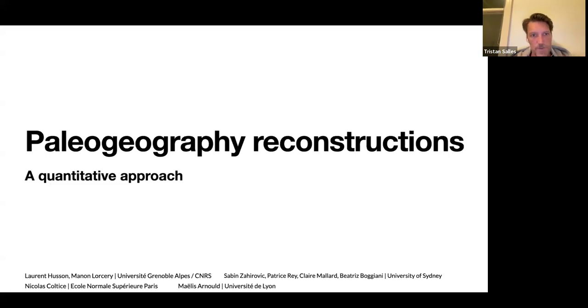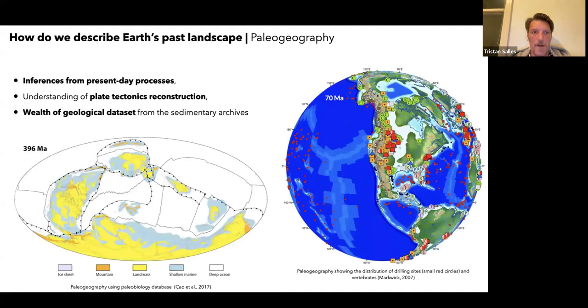So let's start with the first part. The reconstruction, and trying to define and build a tool to basically do some quantitative approach to simulate these paleogeographies.